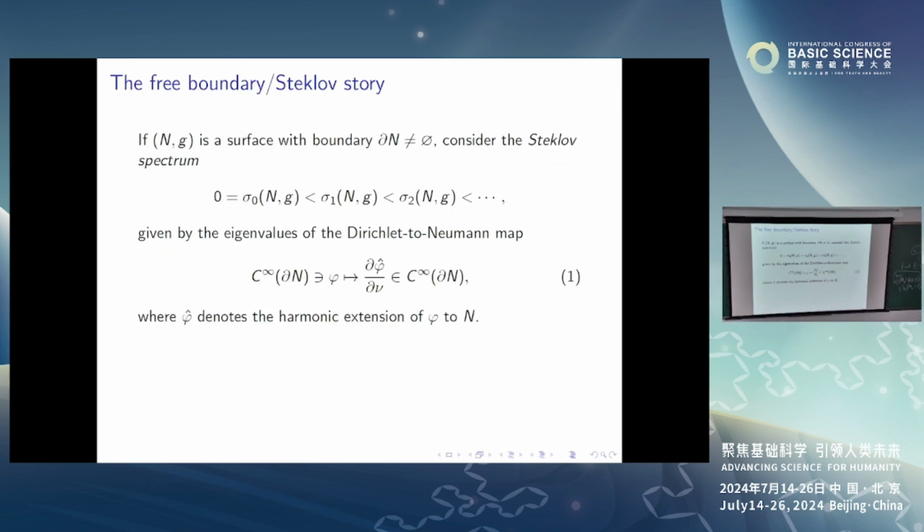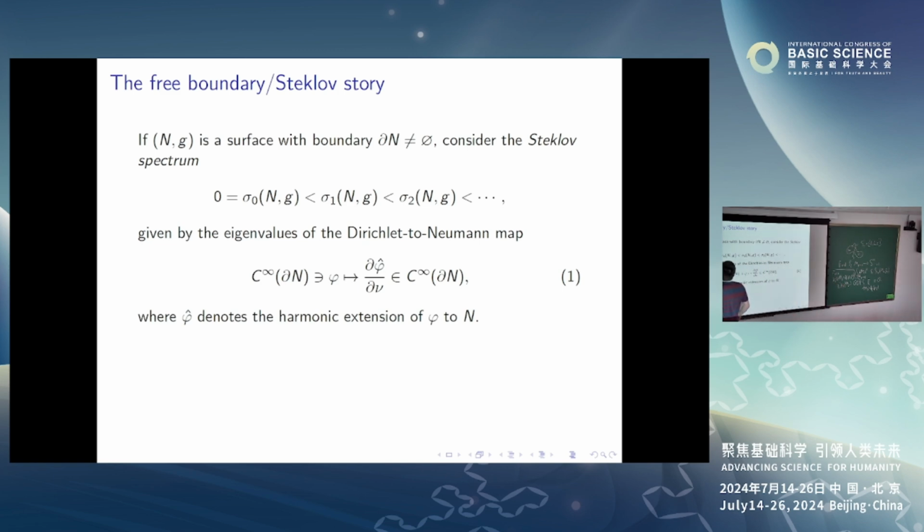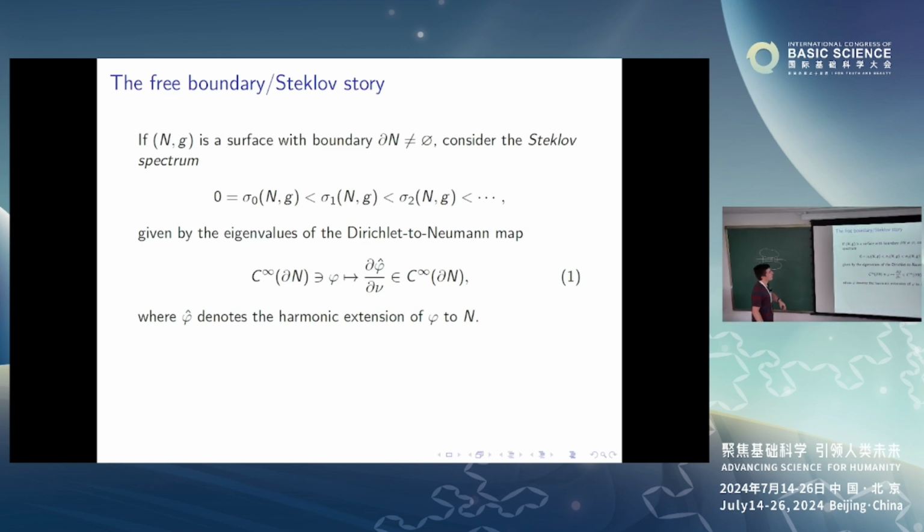All right, so let's discuss this free boundary / Steklov story. I'll start from the spectral side in this case. If we have a surface with boundary, we can look at the spectrum. There are lots of spectra we can look at, but the one that turns out to be most relevant here is that of this Dirichlet to Neumann map, where we take a function on the boundary, take its harmonic extension to the interior, and take the first normal derivative to get another function on the boundary back. This turns out to be a nice operator. It has a discrete spectrum.